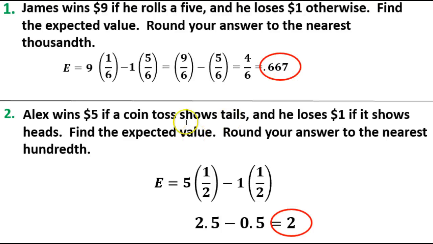This one is really similar to this one, only you win $5 if you get a tails, and you lose $1 if you get heads. So 5 times the probability of flipping a coin and having it land on tails, minus 1 because Alex is going to lose $1 if the coin lands on heads. So the expected value is 2 on this one, meaning if we did this event numerous times, time and time again, we would expect to receive an average of $2 every time we flip that coin.